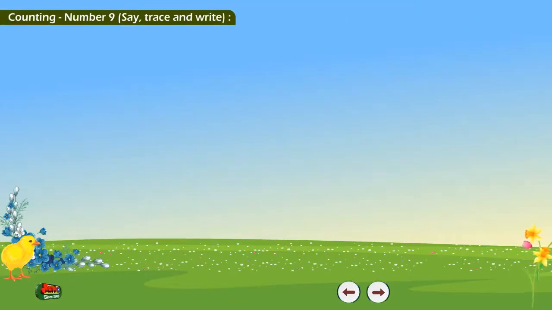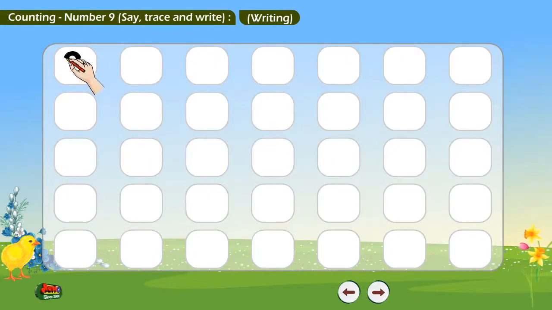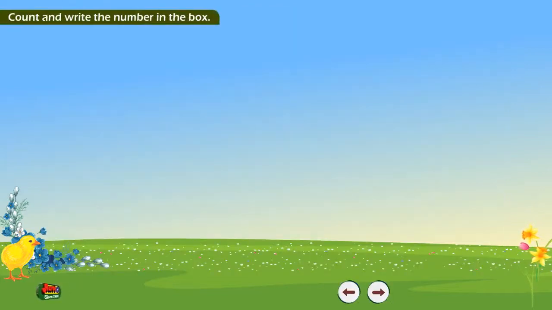Counting number 9. Say, trace and write. Writing. And write the number in the box. Representation.